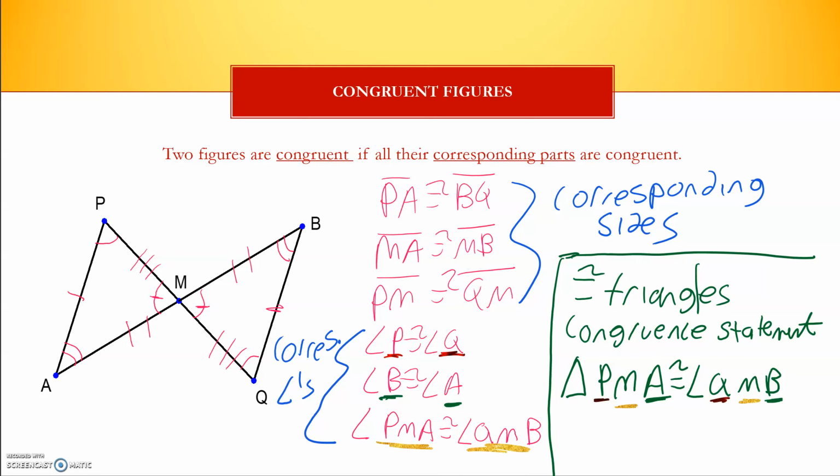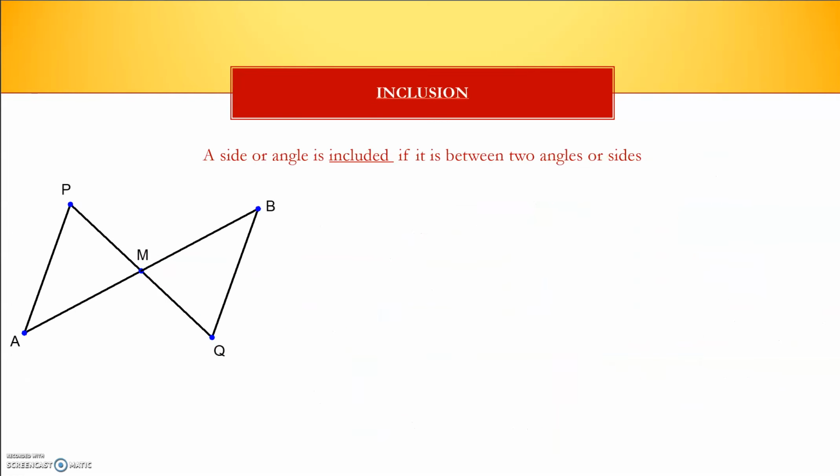Now, as we've seen in class, when we have triangles, there are a number of shortcuts we can use. We don't have to go and search for all these different pairs of congruent pieces. Before we continue, we do need to talk about this idea of inclusion. If you have an included side or angle, it is the angle between two sides, or the side between two angles. So let's look at an example.